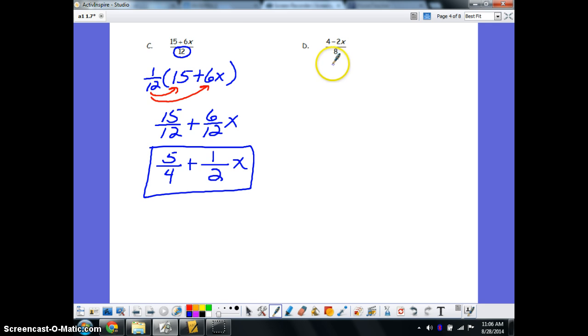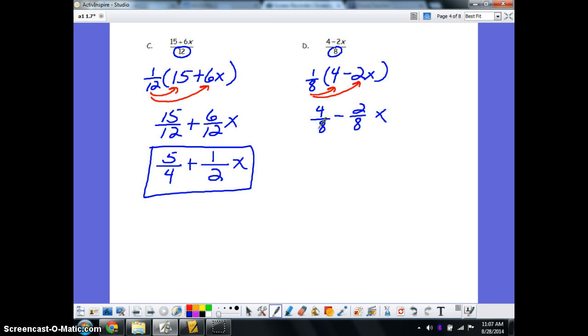And finally, D, we're taking that quantity, 4 minus 2x. Since we're dividing it by 8, we're going to multiply it by its reciprocal, which is 1/8. And when we distribute, we're going to multiply 1/8 by each of those. And again, multiplying these whole numbers only by the numerator. So we end up with 4/8 minus 2/8 x. And then we look to see if we can reduce these.